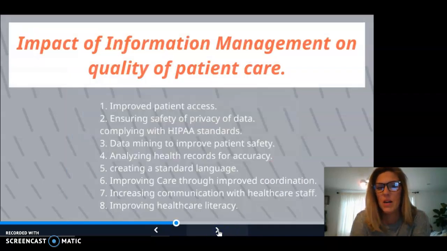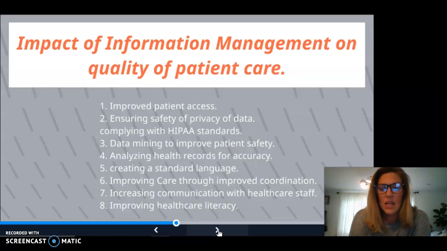The impact of information management on the quality of care that patients receive in healthcare and in nursing: it improves patient access. It ensures safety and privacy of data. It also meets HIPAA standards. Data mining to improve patient safety.